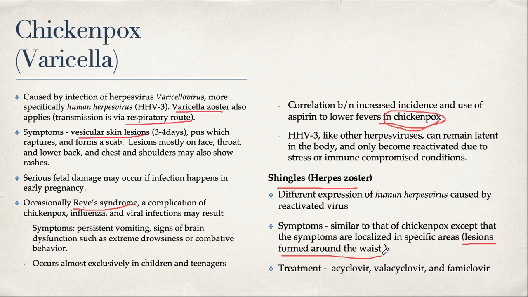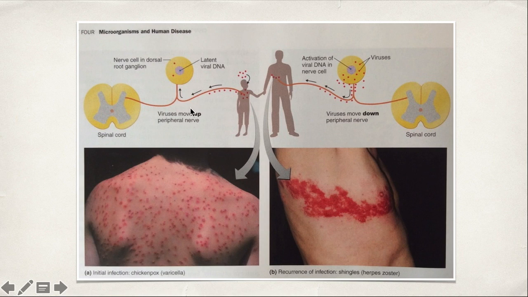And treatment, acyclovir has been very effective in treating it. So for varicella zoster or chickenpox, in the initial infection, you have the pus. Once the virus gets into the skin, 3 to 4 days, you have these vesicles forming, pus gathering, and then it's breaking. And for most people, it self-resolves.